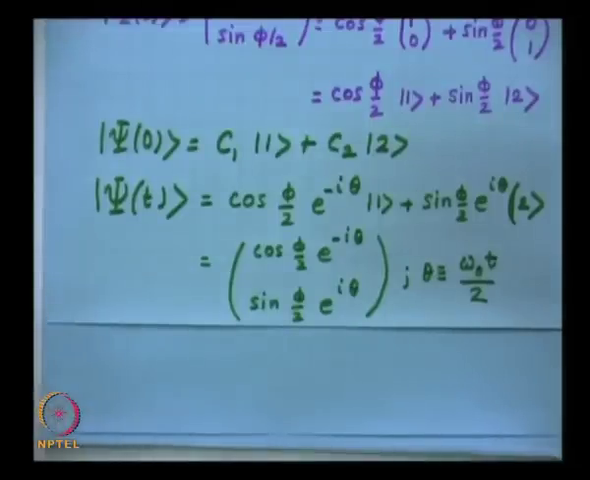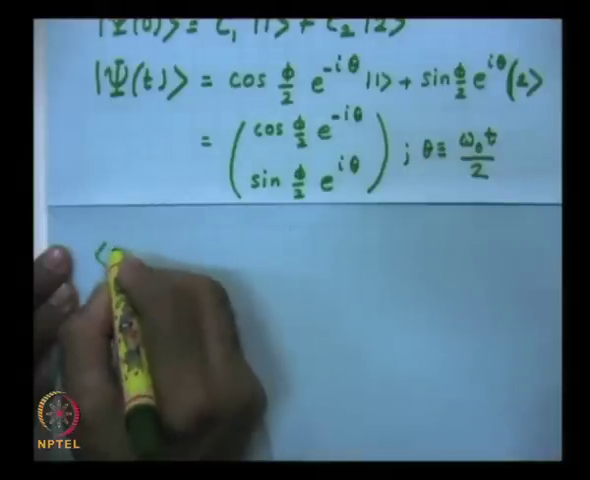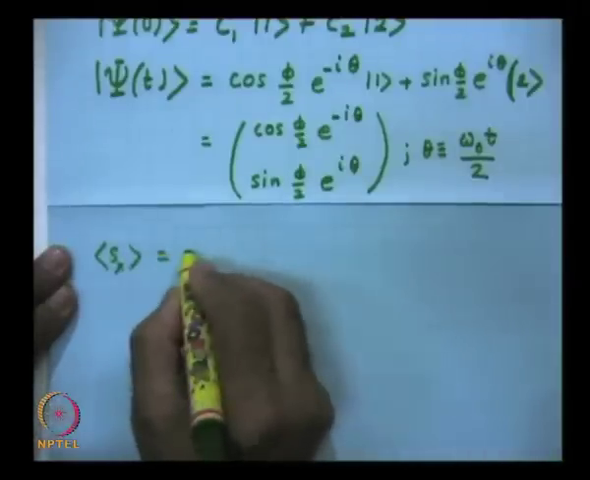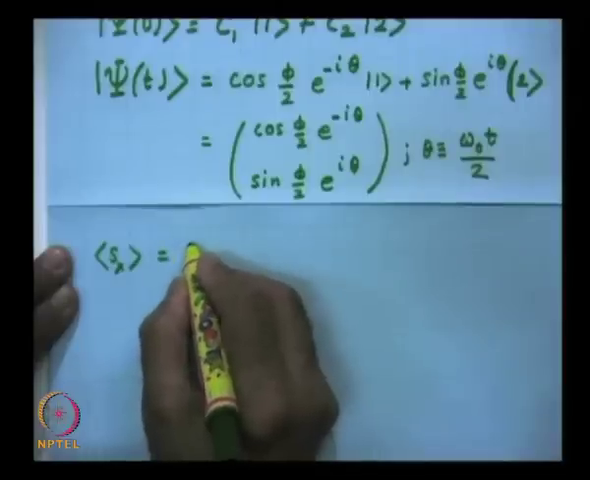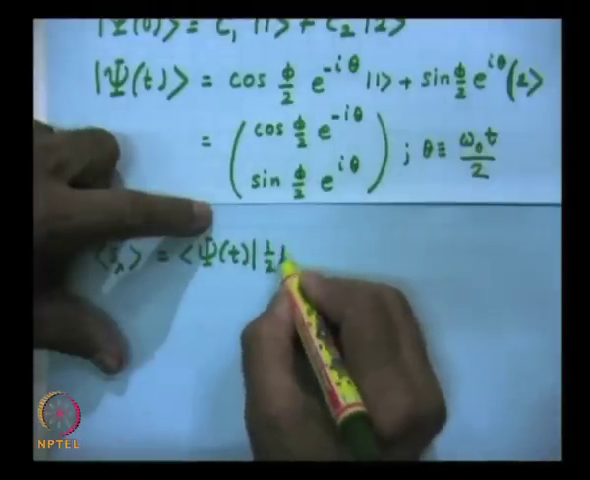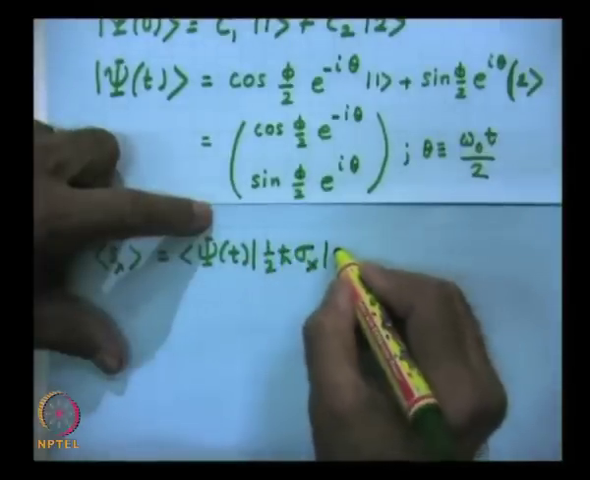Now, this wave function, this ket, therefore describes the entire information about the system. Let us suppose we want to find out the expectation value of Sx or Sy or Sz. So I have here |ψ(t)⟩, and I want to make a measurement of Sx. The average value of Sx will be ⟨ψ(t)|Sx|ψ(t)⟩, where Sx is ½ℏσx.